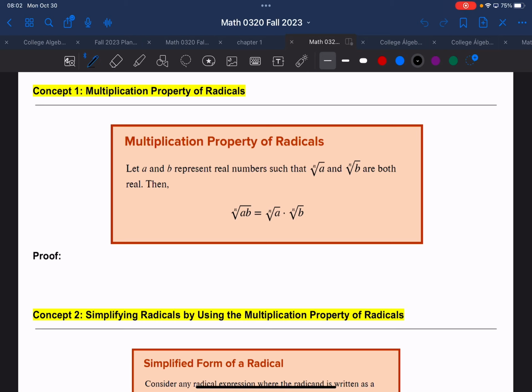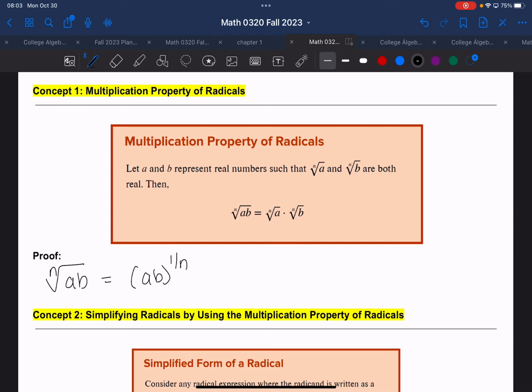And I have the proof for those who want to see. This is not going to be tested. This is just something to show you how this works. So if we have the nth root of a and b, that's the same as saying a and b to the 1 over n power.